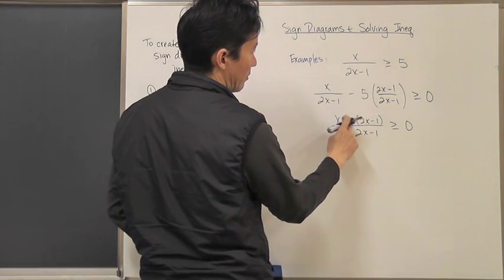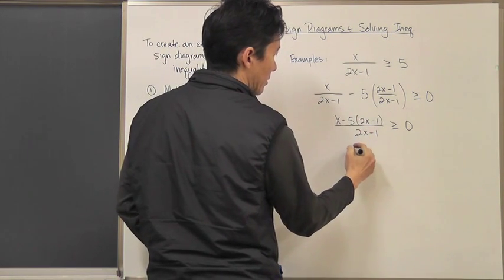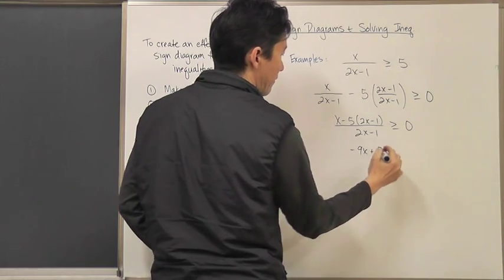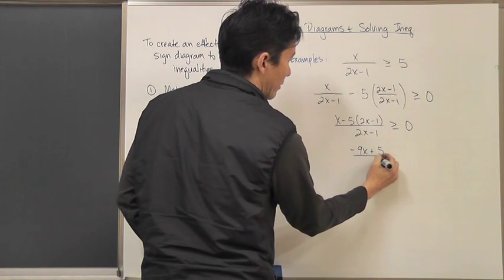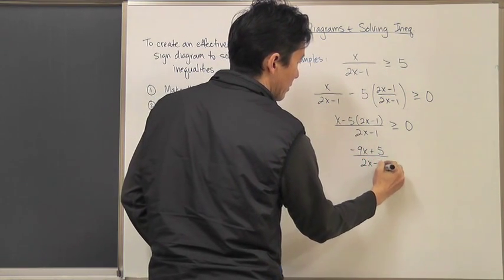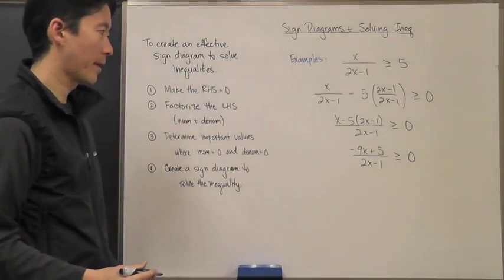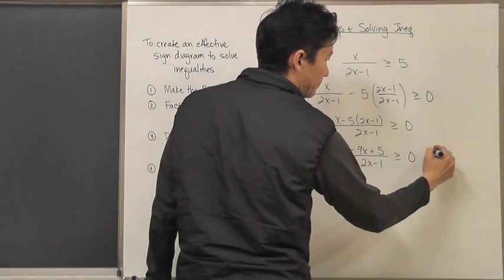So this is actually going to be x minus 10x, so that's minus 9x. So minus 9x, and then that's going to be plus 5, right? And that's going to be plus 5. And then we're going to divide this by 2x minus 1. We want this to be greater than or equal to 0. Okay, so what are the important values?